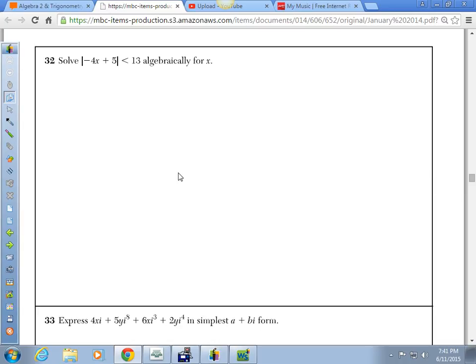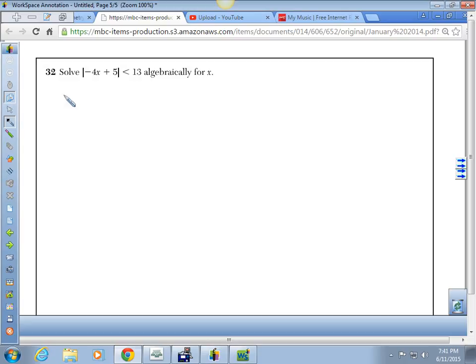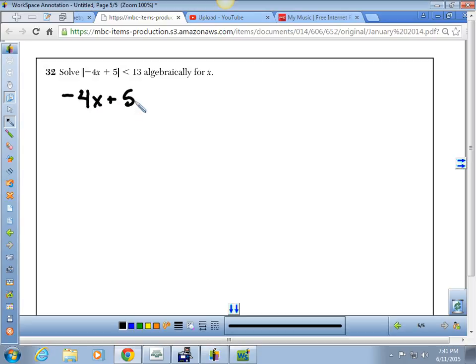We've seen this one a couple times. What's the big key for absolute value equations or inequalities? There's two of them. How do we get the first one? We just simply drop the bars. Negative 4x plus 5 is less than 13. Now, folks, what has to be by itself before we can do anything? The absolute values have got to be by themselves.